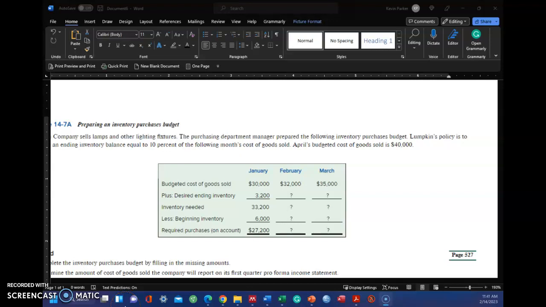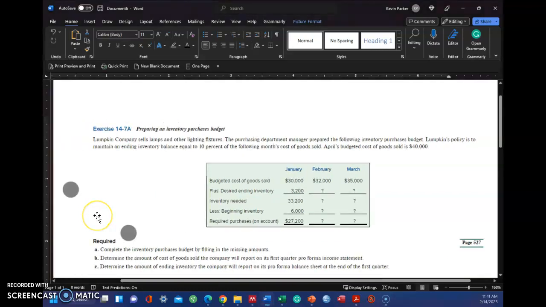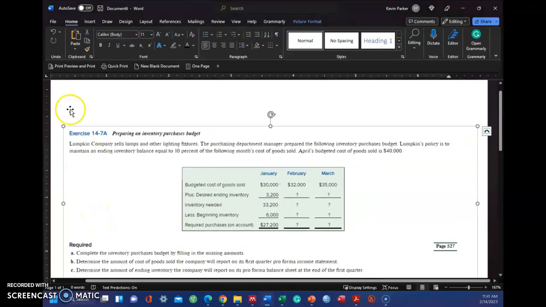In this video, we're going to work exercise 14-7. Lumpkin Company sells lamps and other lighting fixtures. The manager prepared the following inventory purchases report. Policy is to maintain ending inventory equal to 10% of the following month's cost of goods sold. April budgeted cost of goods sold is $40,000.